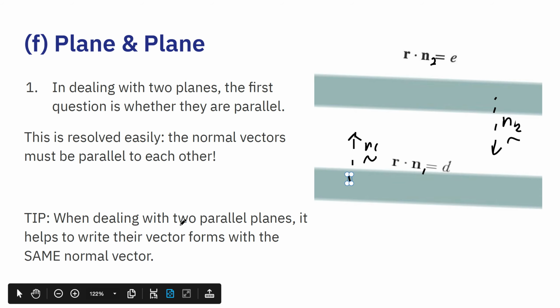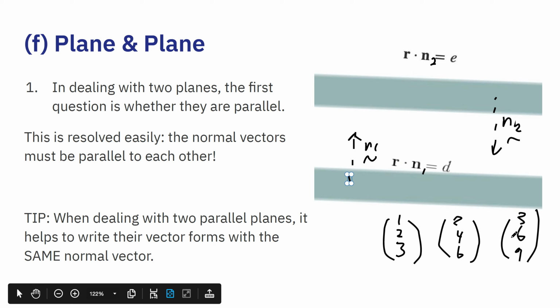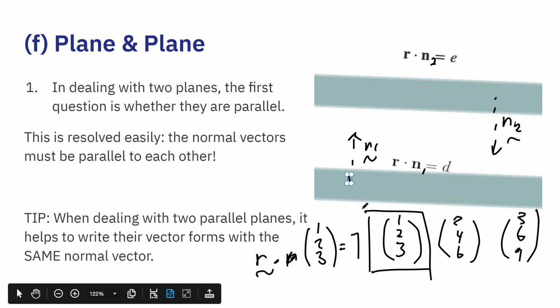So when dealing with two parallel planes, it always helps to use the same normal vector. Because we know the normal vectors (1, 2, 3), (2, 4, 6), (3, 6, 9), these are all the same normal vector. Because the normal vector isn't a unit vector. It just has to be a vector that is parallel to the normal, right? But when we are dealing with two parallel planes, it always helps to just pick one and use it for the two parallel planes. So for example, r dot (1, 2, 3) equals 7. This could be the equation of our first plane.